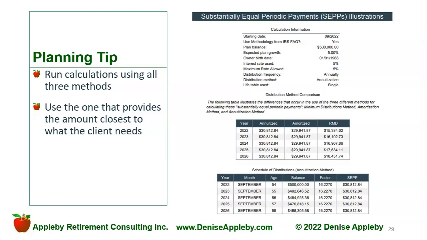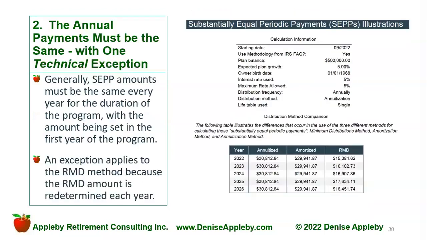So the question becomes, well, how much does your client need per year? Some people might need the full 30, and some people might need only the 15,000. So you choose the method that gives your client the amount that's closest to the amount that they need. And here's something that you need to think about, and this is rule 2. The annual payments must be the same. So once your client starts a 72T program, in this example, you'll see for the annuitization method, it's $30,000 per year. Same for the amortization method.